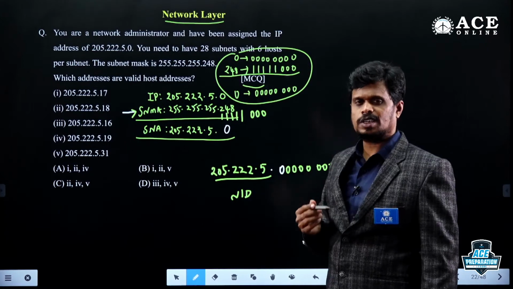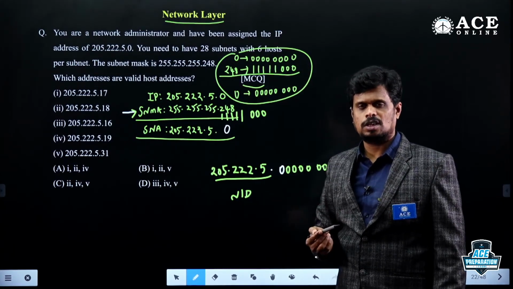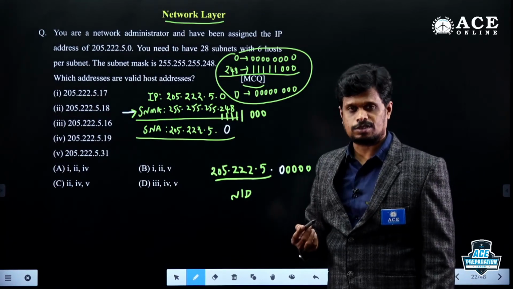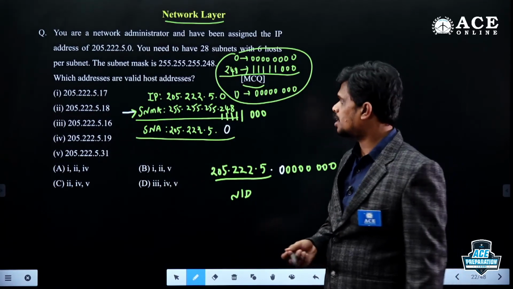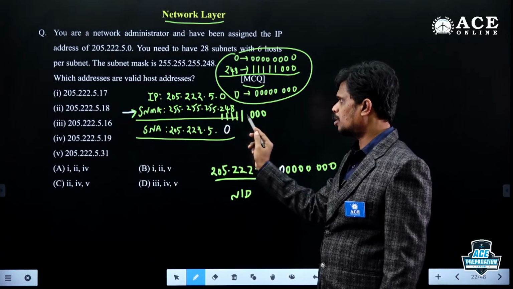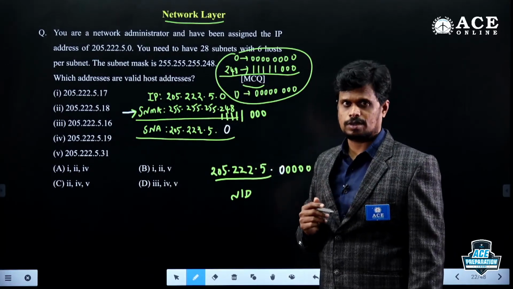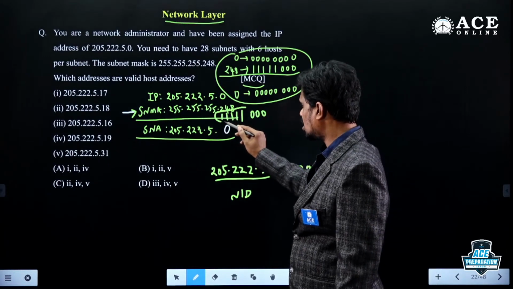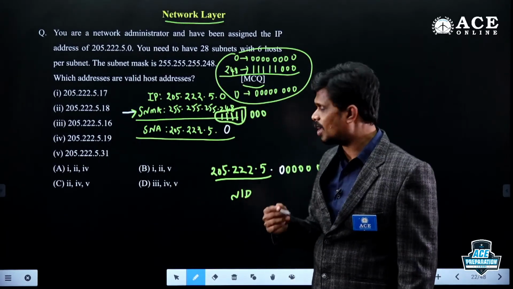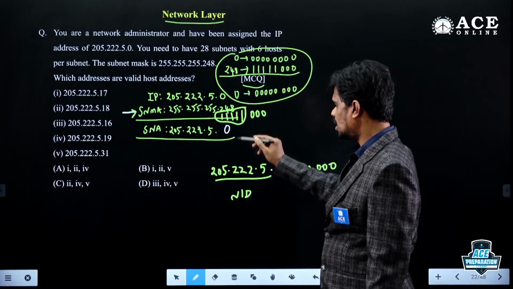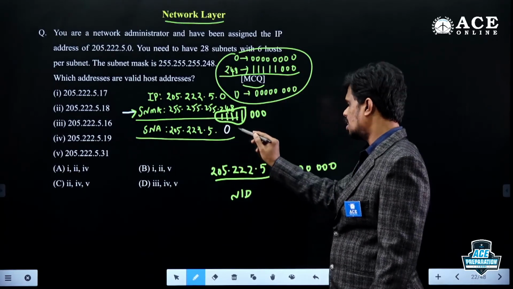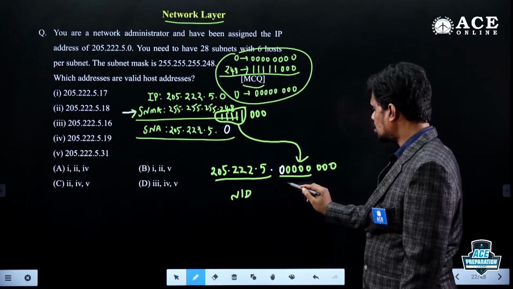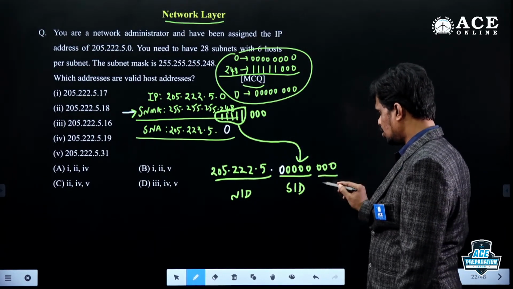As per the default mask address of class C, I am having 24 ones. 24 ones must be there. But how many ones am I having? 24 plus 5, 29 ones are there. Means 5 ones are extra. For these 5 extra ones, what are the corresponding bits in the last byte of this address? If you verify, these 5 bits are the corresponding bits. So this is my SID portion and this is my HID portion.